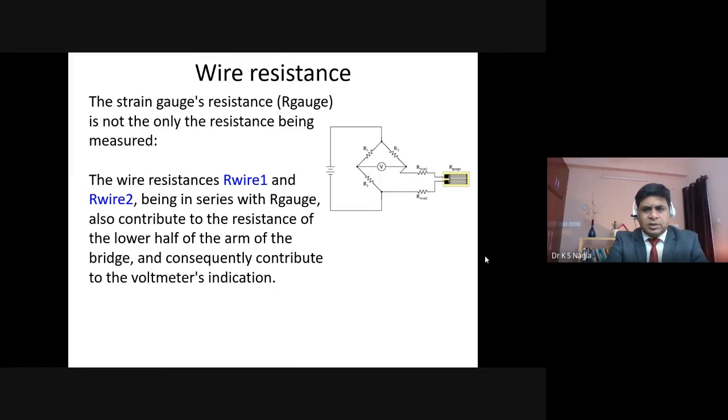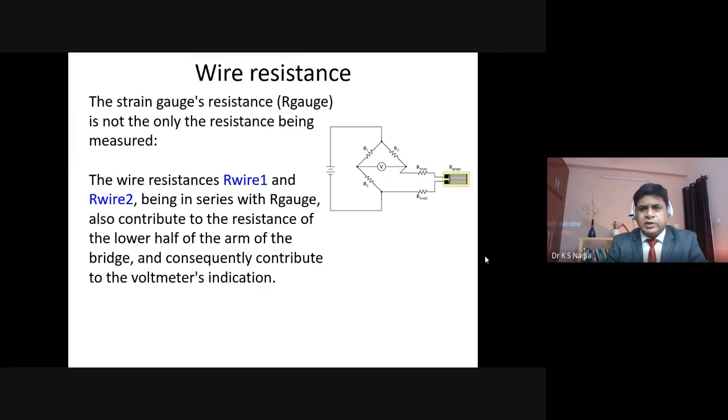Generally, in the practical sense, the foil is much away from the electrical circuit. So if the wire is very long, coming from the foil to the electrical circuit, the wire resistance, termed here as R wire 1 and R wire 2, is in series with what is known as R gauge. The resistance of the wire also contributes to the resistance. If you are using a 5 meter or 2 meter long wire, it has its own resistance, which is automatically added to the arm of the bridge. So you need to consider the resistance of the wire and include it while balancing the electrical bridge.